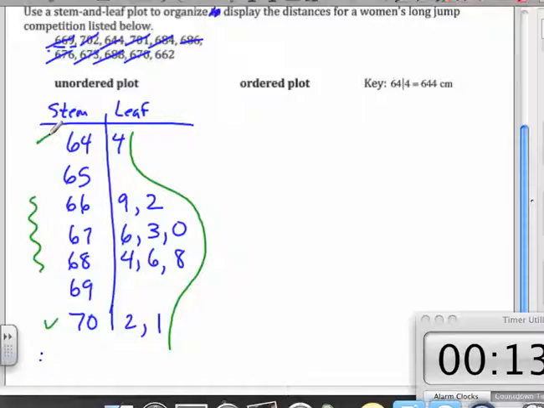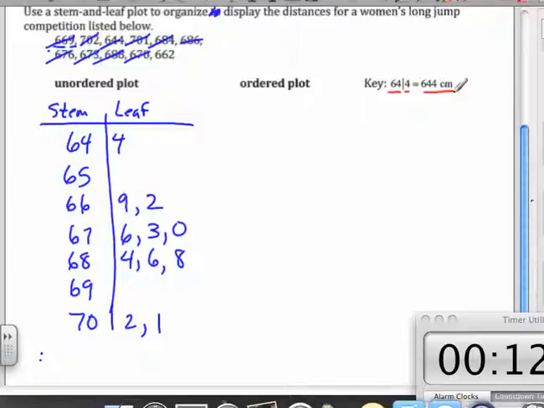All right. Now, guys, I'm going to have to probably do another video. But do you see we always also include a key. 64 and 4 is equal to 644 centimeters. Does that make sense? You see how that's worked? And what we're going to do in a moment, we're going to order them so we can find the median and it gives us an idea.